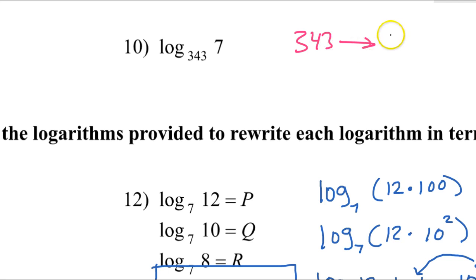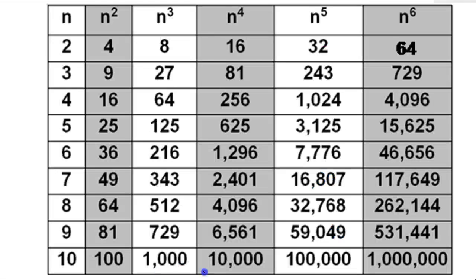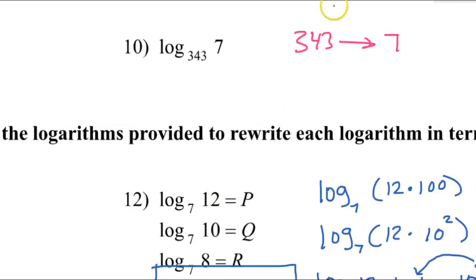But in this case, I want to turn 343 into 7. So what root would it take to do that? So let's look at the chart. So here's 7, here's 343, here's the power. So apparently the third root of 343 is 7 as I'm looking backwards. Okay, so the third root is the same thing as the 1/3 power. So 343 to the 1/3 power is 7. So that means that the answer is 1/3. 1/3 is the power that turns 343 into 7.